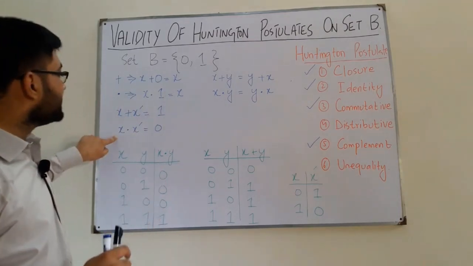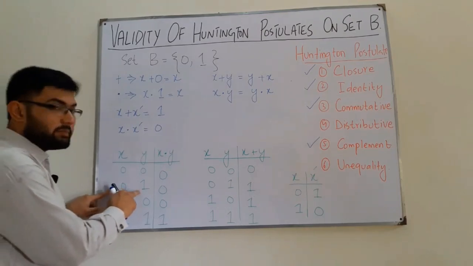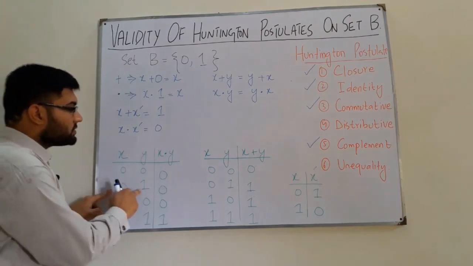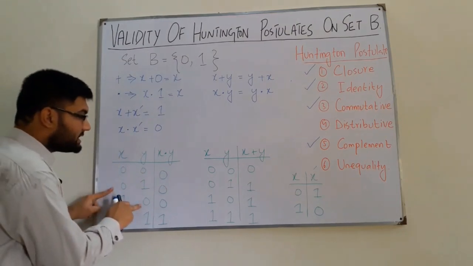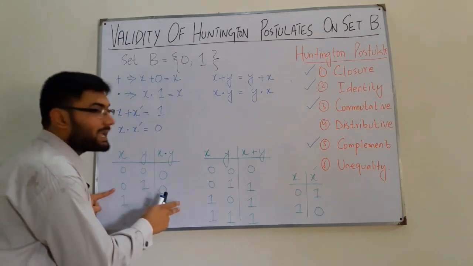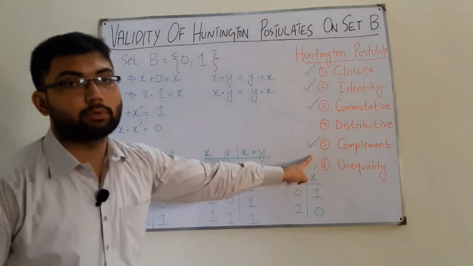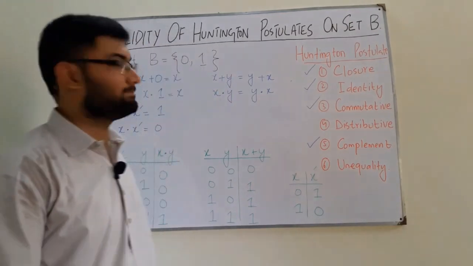Okay? Now, x into x complement. If x is 0, so the complement is 1. 0 into 1 is 0. If x is 1, the complement of 1 is 0, which means x into x complement is again 0. So the property number 5 of the Huntington postulate is satisfied.